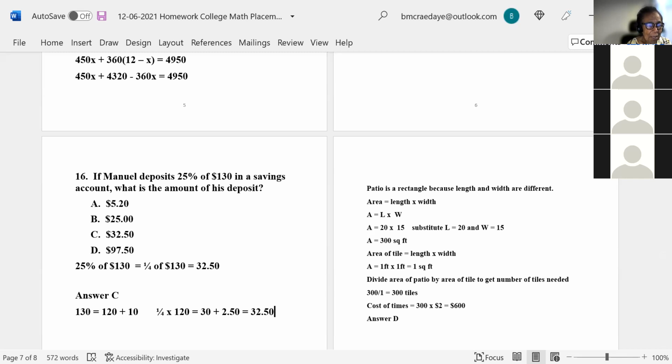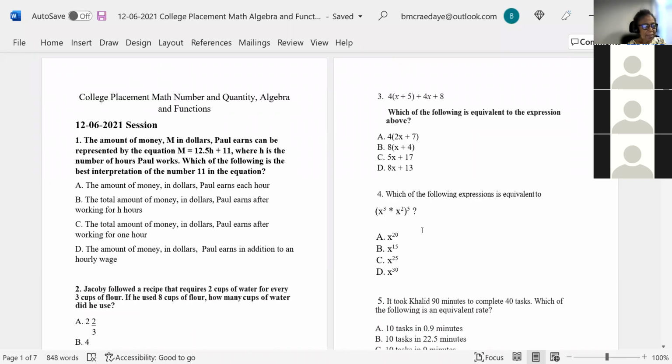All right, now we have another sheet we want to look at. Let me do a new share. And let's see, we did what? The algebra review. Did we do the algebra review? Oh, let's see, is this the one? Okay, yes. Now let's do another session of college placement math, number and quantity, algebra and functions.